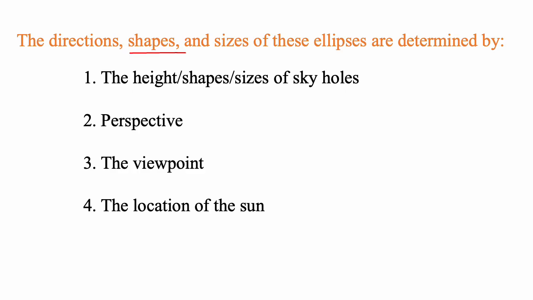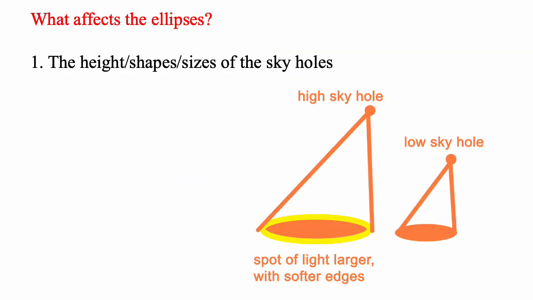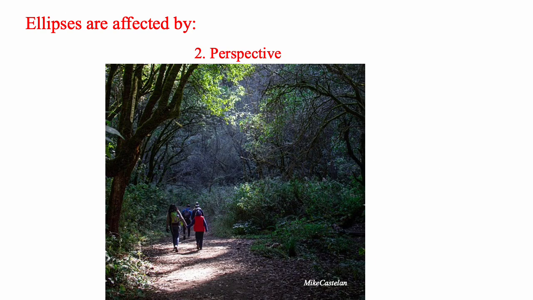The direction, shapes, and sizes of these ellipses are determined by the height, shape, and sizes of the sky holes, perspective, the viewpoint, and the location of the sun relative to the surface. Compared to a low sky hole, a high sky hole creates an ellipse that is larger with softer edges. Perspective causes ellipses to get smaller and thinner with distance.